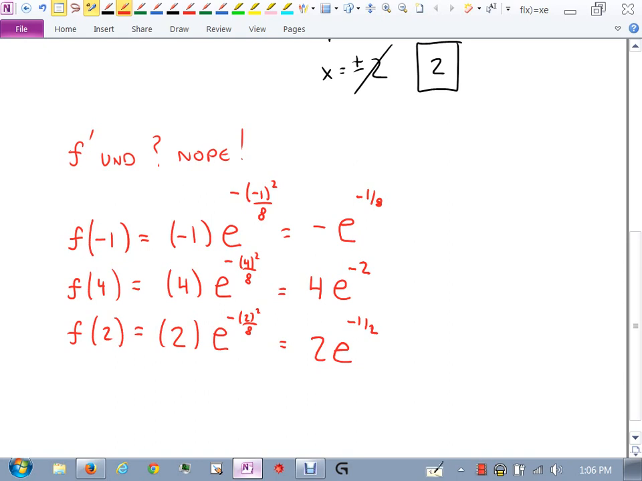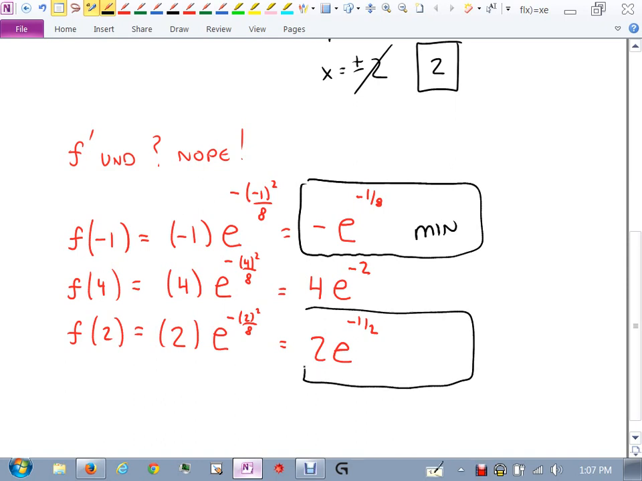I don't know. I can't really tell. Only one of these is negative. So this is going to be your min, because that's the only negative answer you get. And then your max, I want to say this one's the max. Someone else can check it. Yeah, that's the max. This number is bigger than 4e to the -2.